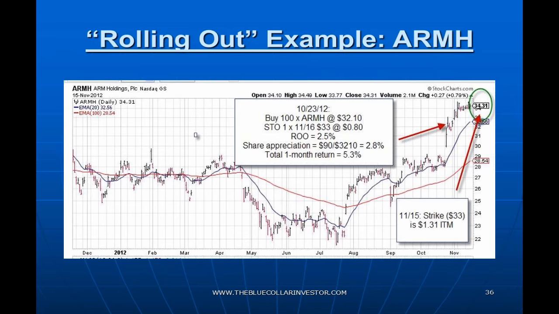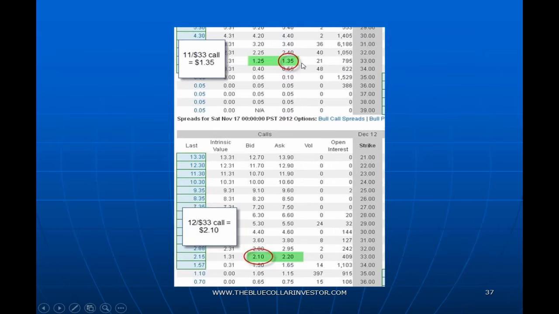Now, if we look at an options chain to buy back the 33 call, it costs us $1.35. Notice I'm looking in the ask column, not the bid column. $1.35. Well, that makes sense. $1.31, the strike price is in the money, 34.31 down to 33, and another 4 pennies of time value, because it's expiration Friday and there's almost no time value left. So that's what it would cost us to buy back the option.